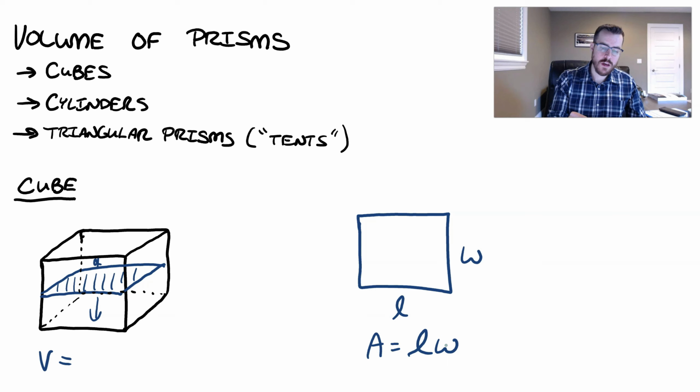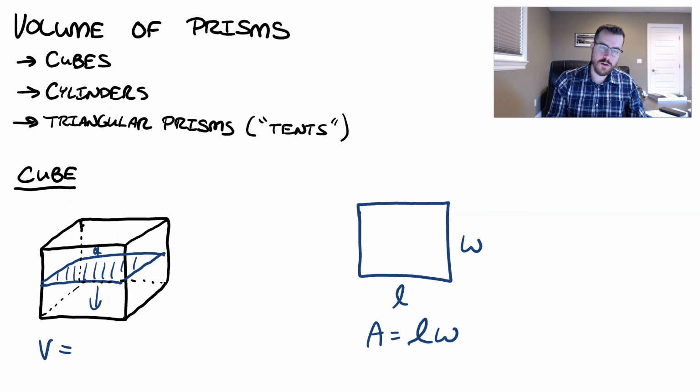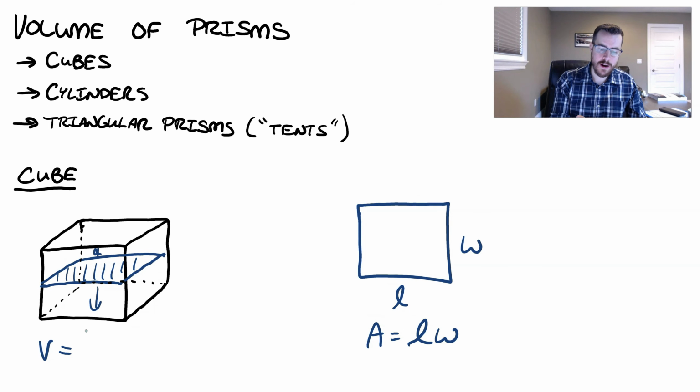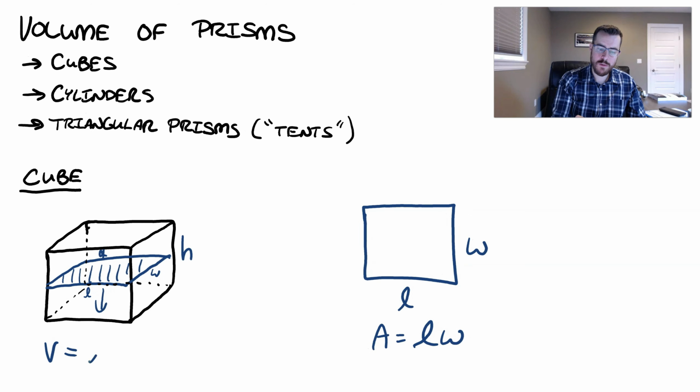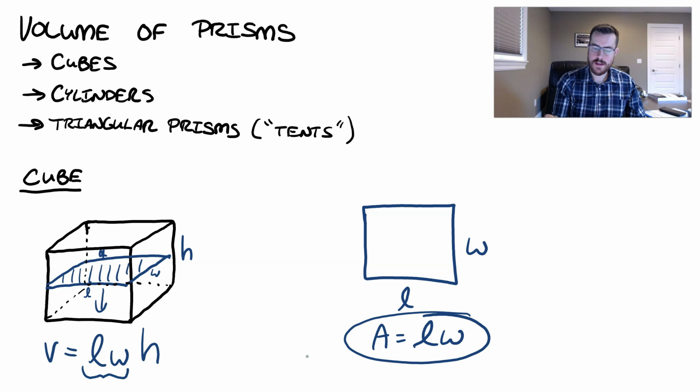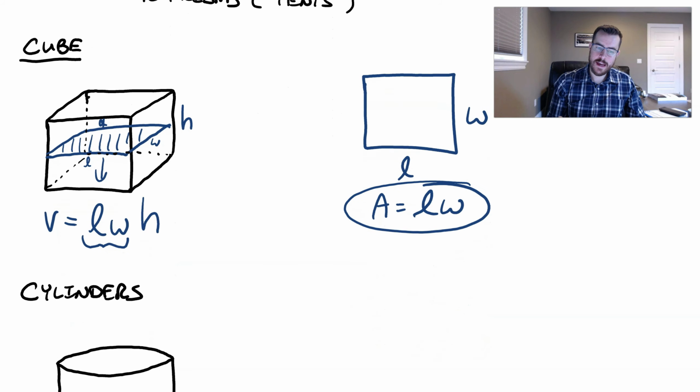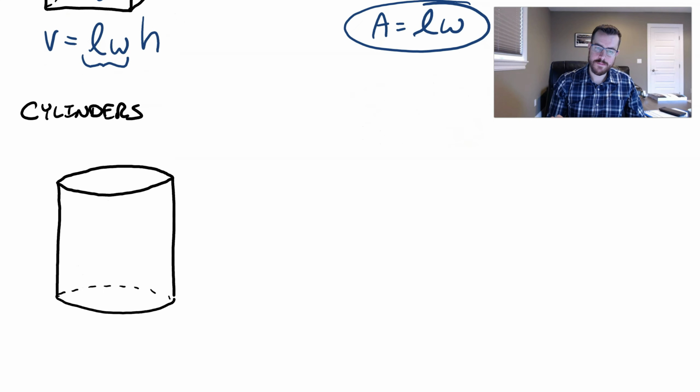So if I'm taking the volume, what I want to do is figure out how many of those squares stack up in here. So I'm going to take this length and that width, and multiply it by the height, because I want to see how high I can stack them. How many can I fit going up and down here? So the volume of a cube is length times width times height, because it's just the area of the base times the height.